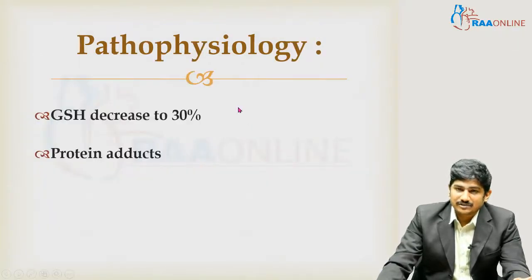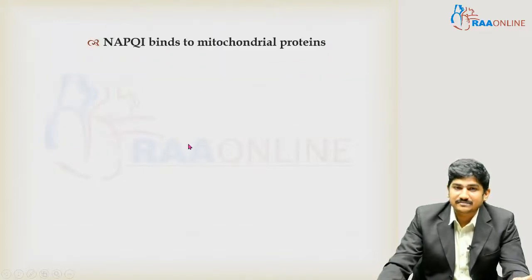So coming to the pathophysiology, we must understand that GSH, the glutathione reserve, the active reducing agent, need not be zero for NAPQ to affect the liver. If it's reduced to 30% itself, that is more than enough. The NAPQ binds to the protein particles of the hepatocytes, producing something called protein adducts. And this is the main culprit of this entire pathophysiology.